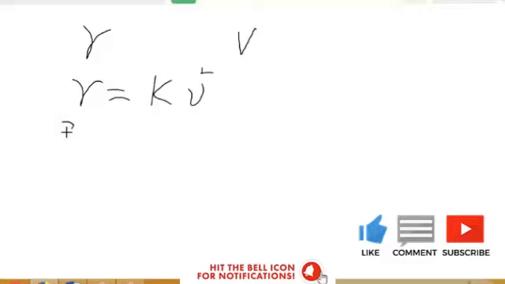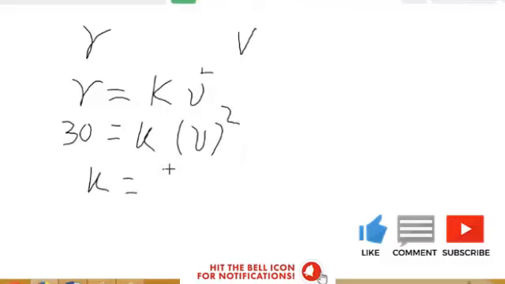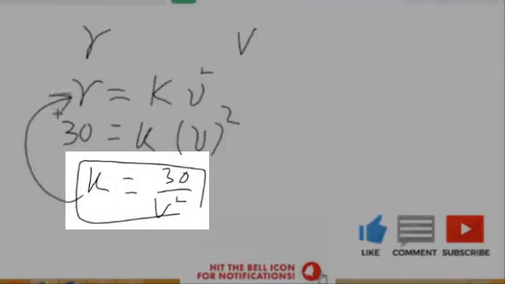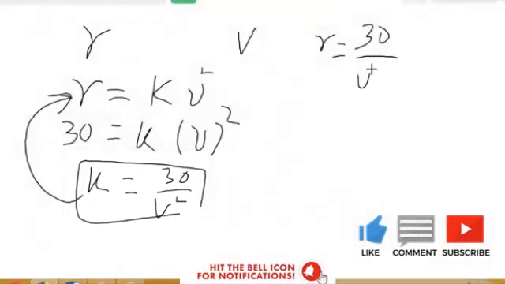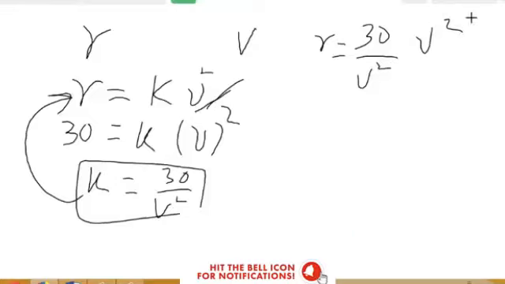So 30 is equal to K, and the speed is V. Let me plug this V here, V square. Therefore K is 30 over V square. I will use this K in this equation. The equation will become R is equal to 30 over V square, times another V square. I will not cancel it right now.